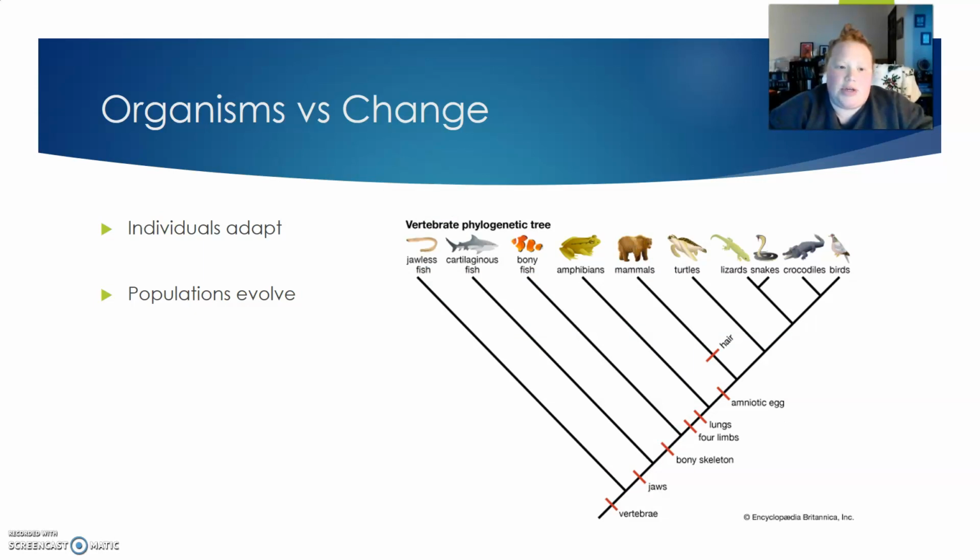And the last one, organisms versus change. Remember, when organisms are faced with change, they will either adapt and survive or they die. And those individuals that have adaptations that make it more likely for them to be successful and survive and reproduce, over time that population can evolve. So individuals adapt, individuals have adaptations that can be beneficial to reproduction, populations are what end up evolving.